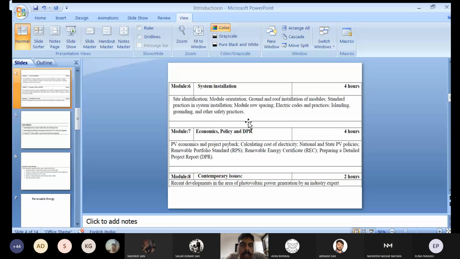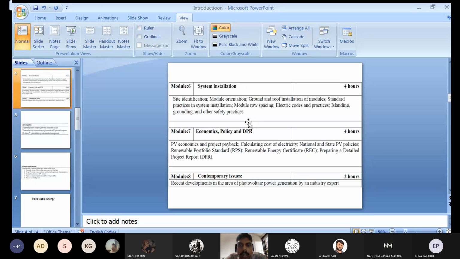So how to do PV economics? There is some terminology, project payback. If you invest some lakhs of rupees in a PV, how much time will it take to get back your money? That is the payback period. How to calculate it?